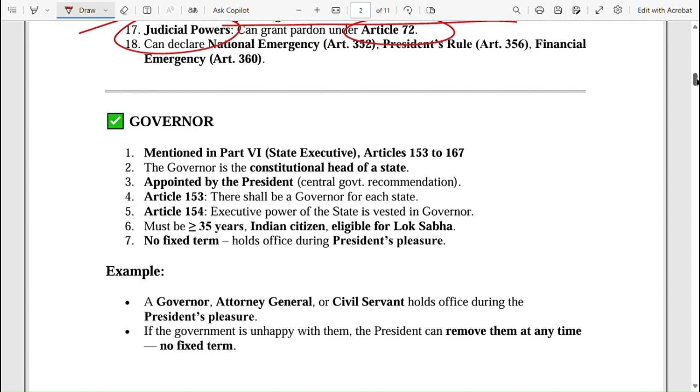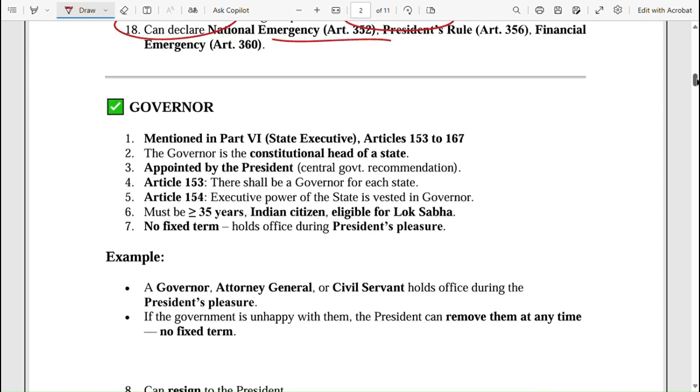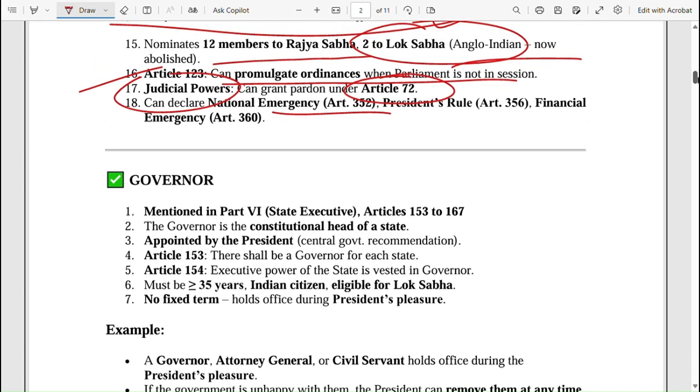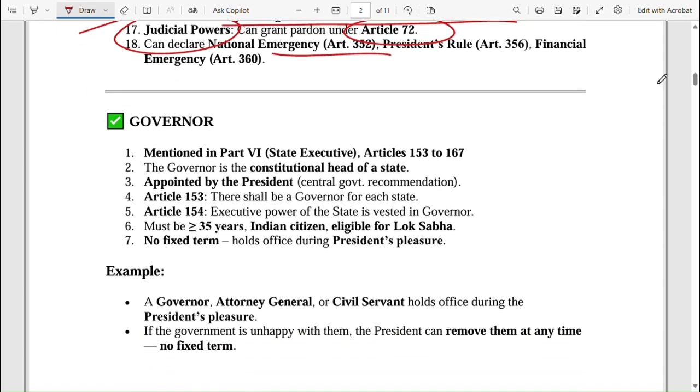And also he can declare a national emergency. In the previous class we have studied what a national emergency is, what its effects are, how it takes place, right? And what its amendments are. So he can declare a national emergency, and also declare President's rule and financial emergency.